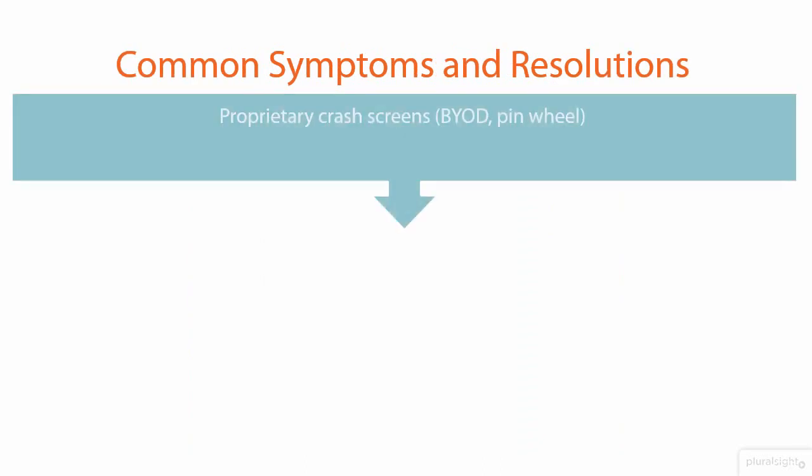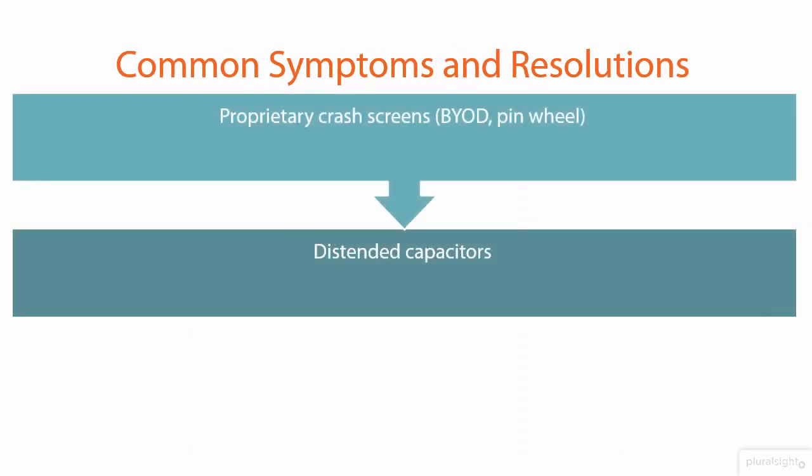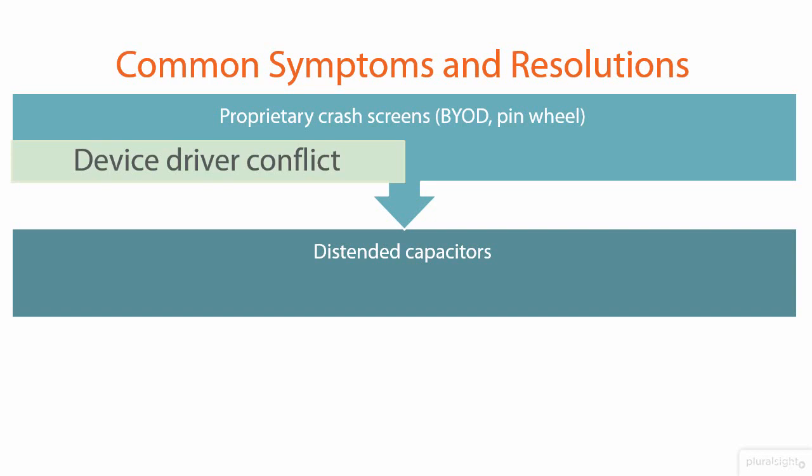We have 2 final symptoms: proprietary crash screens and distended capacitors. Well, we've already done the distended capacitors, so let's focus on the proprietary crash screens. If your system displays one of these things, normally there's a timeout period. Depending upon how the operating system is configured, there may be what's called a RAM or kernel dump, where all the contents of memory get written to disk.